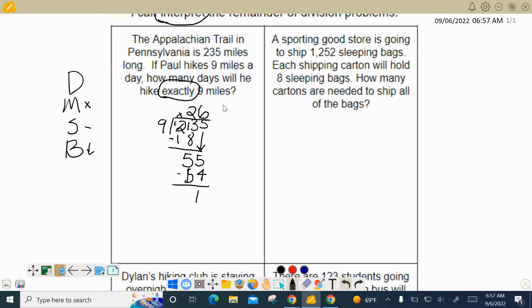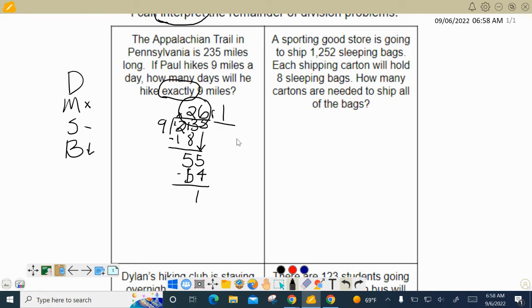So typically, you would just say your answer is 26, remainder 1. But if we go back and look at that question, it's asking you how many days we hike exactly 9 miles. So if I reread my problem the way I've written it, I have 235 miles divided by 9 miles a day would get me 26 days at exactly 9 miles. And I'm going to have 1 mile remainder.